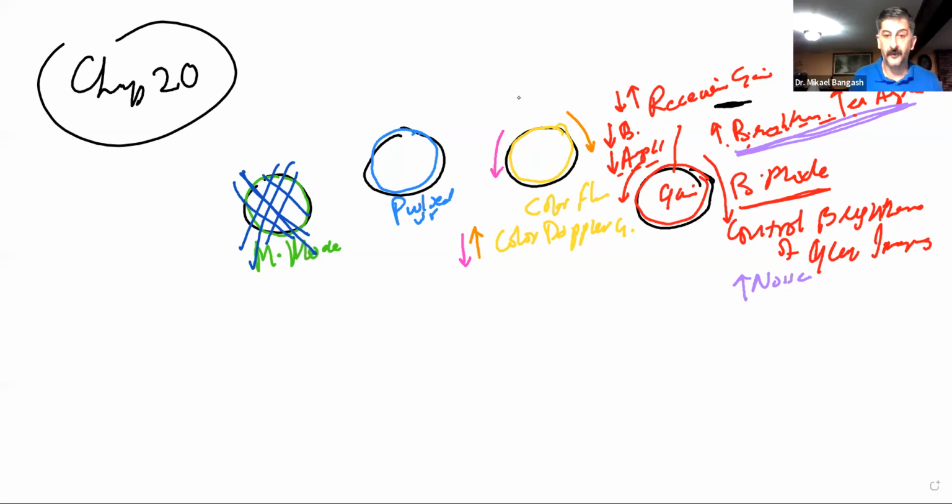Likewise, ladies, when we have the pulse wave Doppler on, in the case of the pulse wave Doppler it is going to be the spectral Doppler. So again here, we can increase the spectral Doppler gain, or we can decrease the spectral Doppler gain.